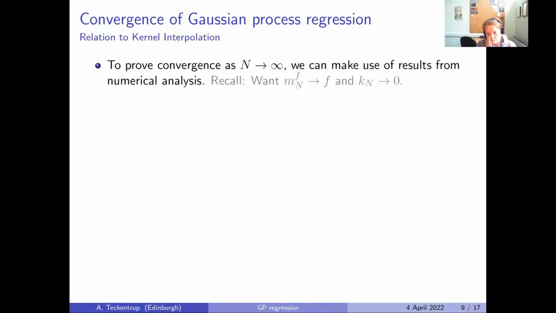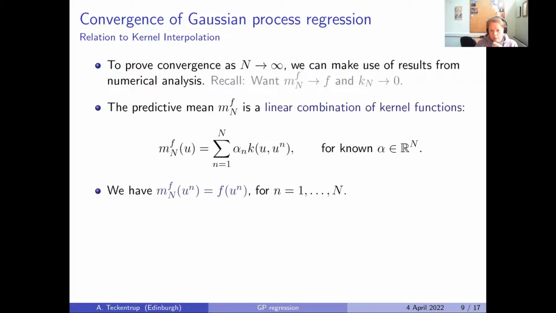So the analysis that we're going to use will come from the numerical analysis and approximation theory literature. What we want is some form of convergence as the number of function evaluations goes to infinity. We want to show that the mean of the posterior, m_n^f, the mean of the posterior on f given y, tends to the true function f, and the variance of the posterior, the k_n, goes to 0, so that the posterior tends to a Dirac on the truth.